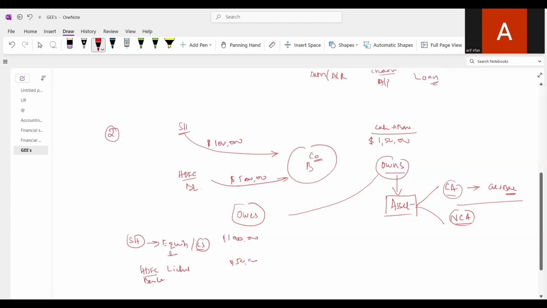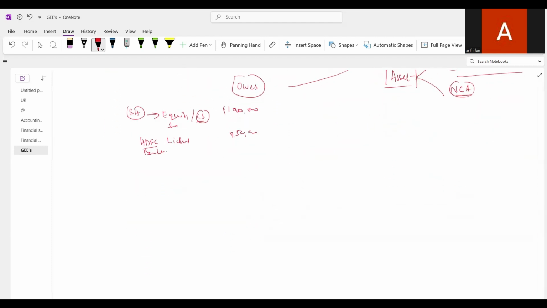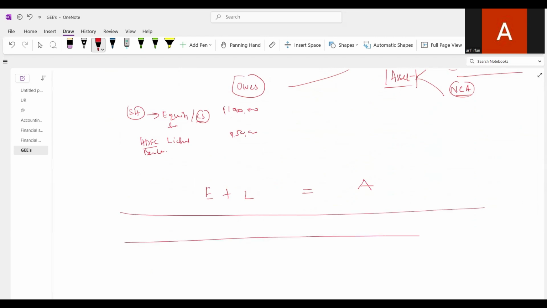So this is how the equation comes in a single transaction. Equity plus liability is equal to asset. That is the balance sheet. So in the current transaction, there is equity, there is a liability and an asset. We have equity of $1 million.